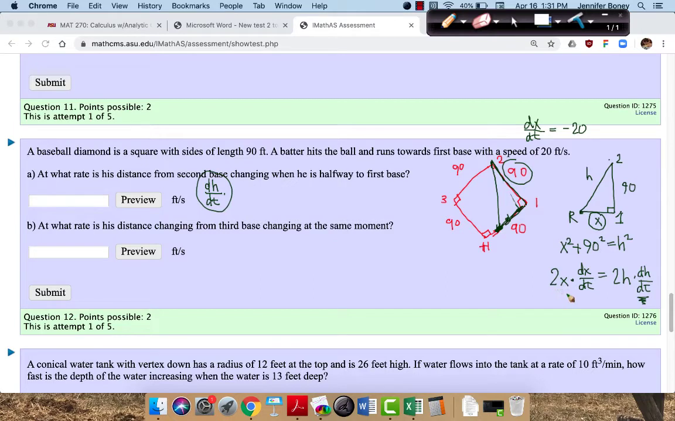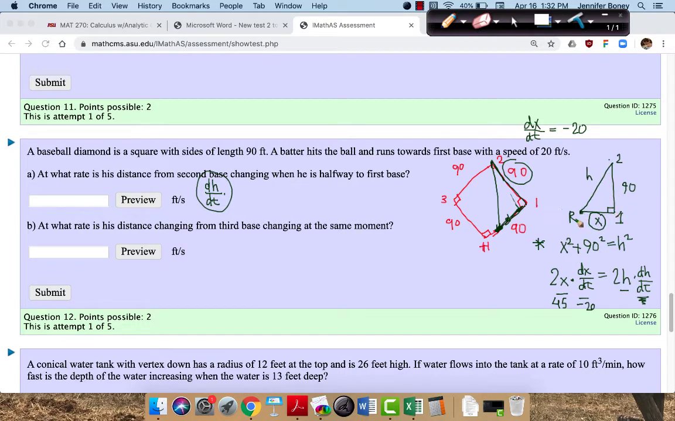So we need to fill in numbers for the other three symbols. So x, well, if we're halfway between home base and first base, that'd be 45 feet from first base. dx/dt was this negative 20. And H, well, we didn't figure that out, but kind of like the question we did on Tuesday, H and x and 90 are in a triangle together. So if I know x, even though I didn't know H automatically, I can solve for it. H would be the square root of, what is this, 45 squared plus 90 squared.